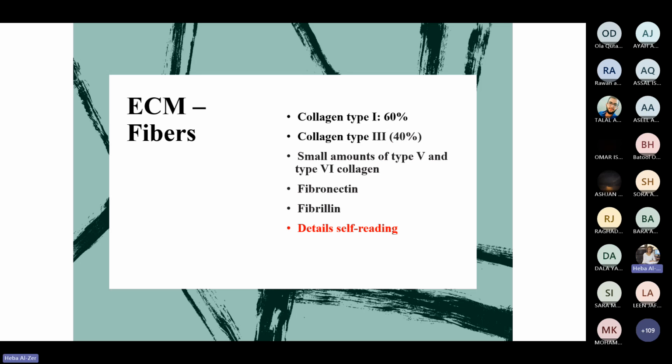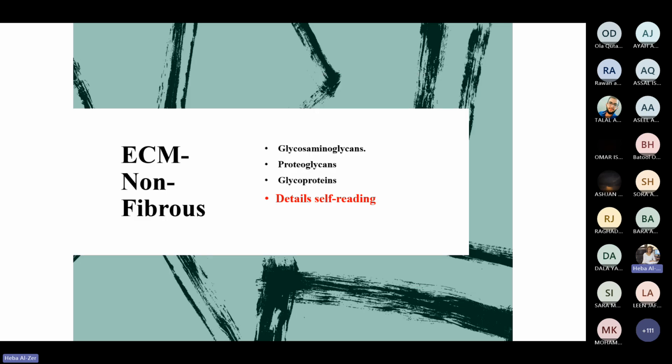The fibrous component is mainly collagen type 1 and collagen type 3. There are small amounts of type 5 and 6 and fibronectin and fibrillin. These details are discussed in the book, and they are more in the field of cytology. So I'm going to leave the details for you. You have to read them as homework, and I am going to ask about them in the exam. The non-fibrous extracellular matrix component is mainly composed of glycosaminoglycans, proteoglycans, and glycoproteins. Also, the details of these components are mandatory, so please go back and read them as homework from the book.